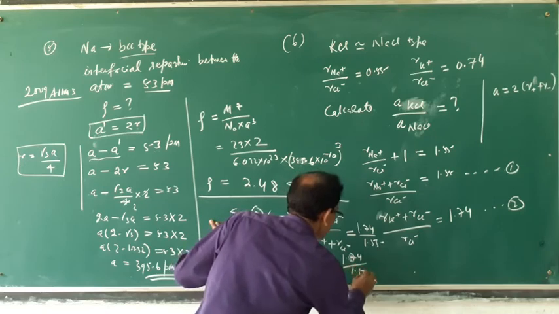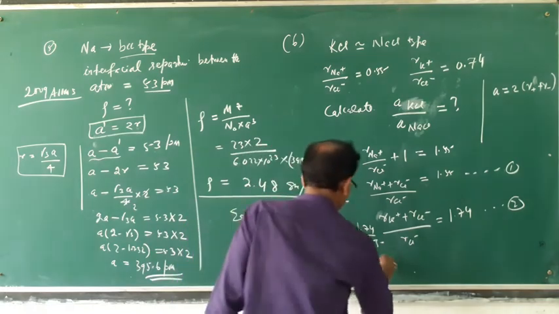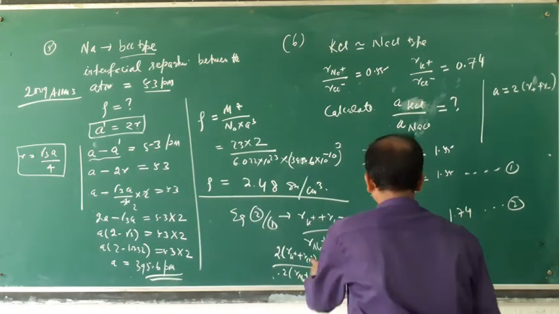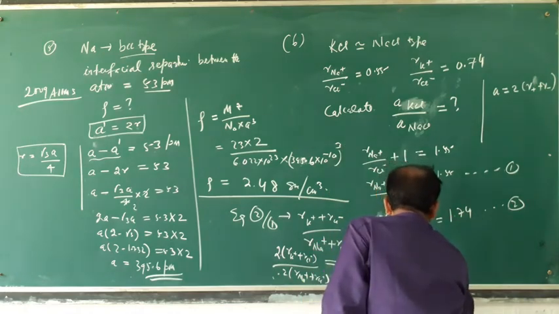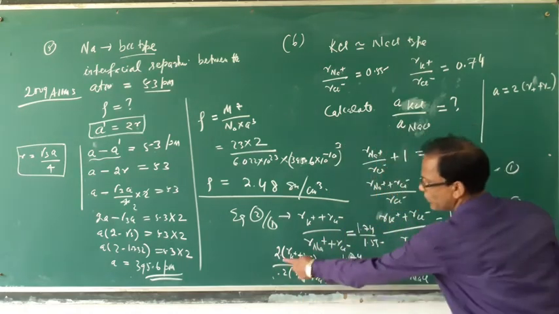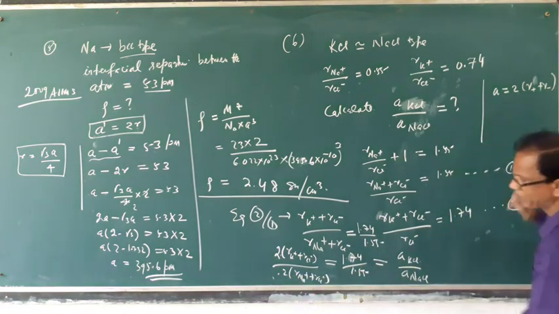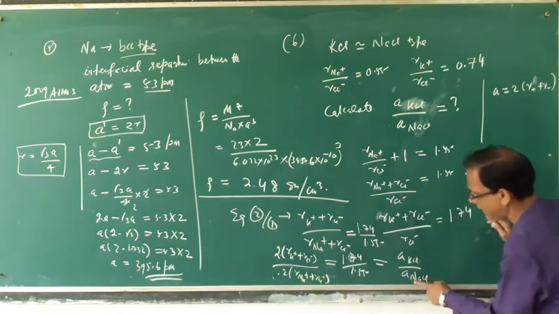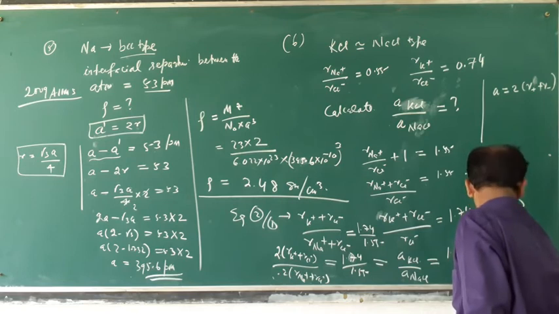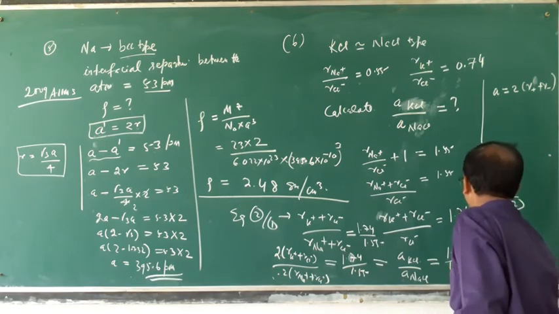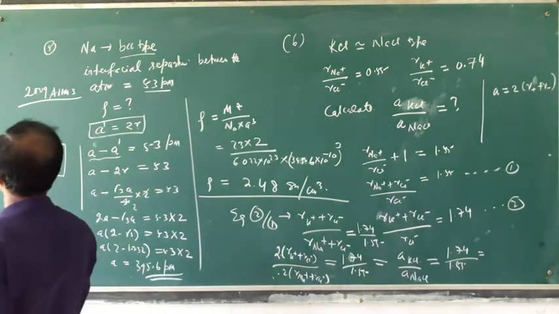1.74 by 1.55. That means this is your A of KCl, this is your A of NaCl. But 2 is multiplied, like this formula. So A of KCl by A of NaCl is equal to how much? 1.74 upon 1.55. It is greater than 1. How much is coming? Result, try to calculate.